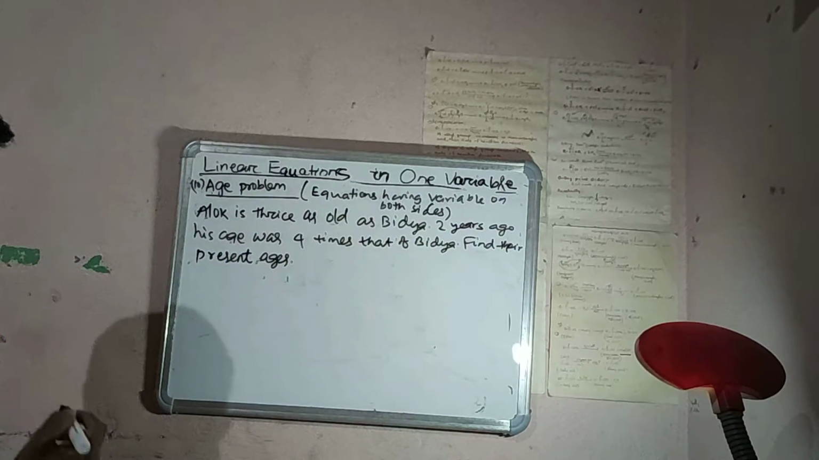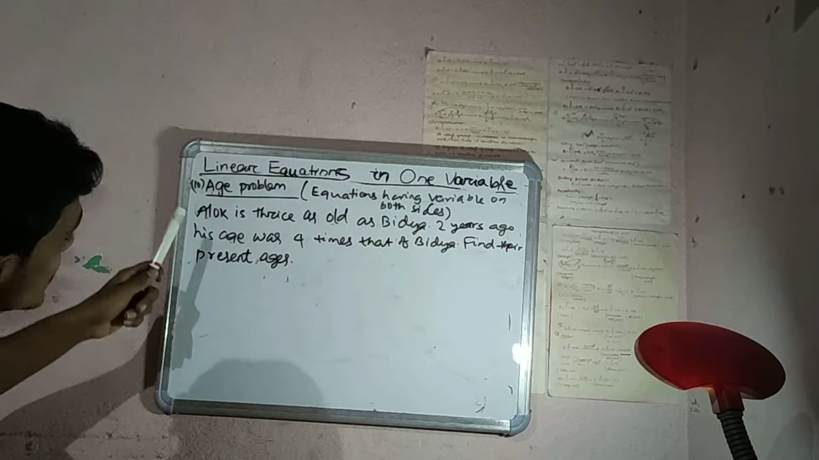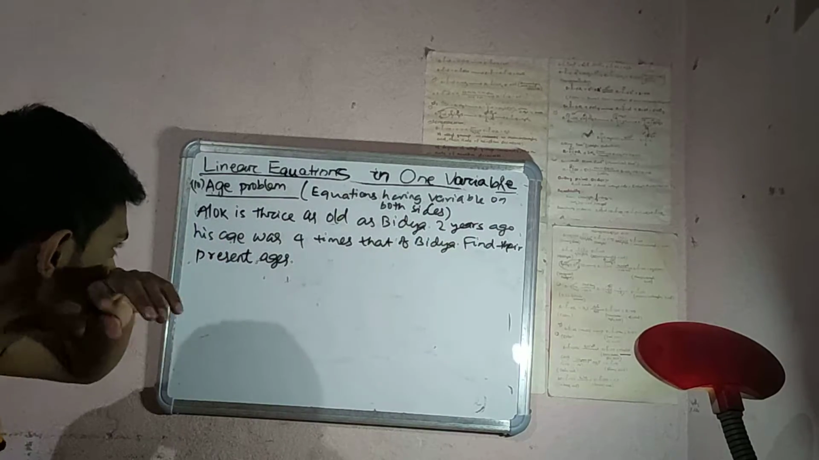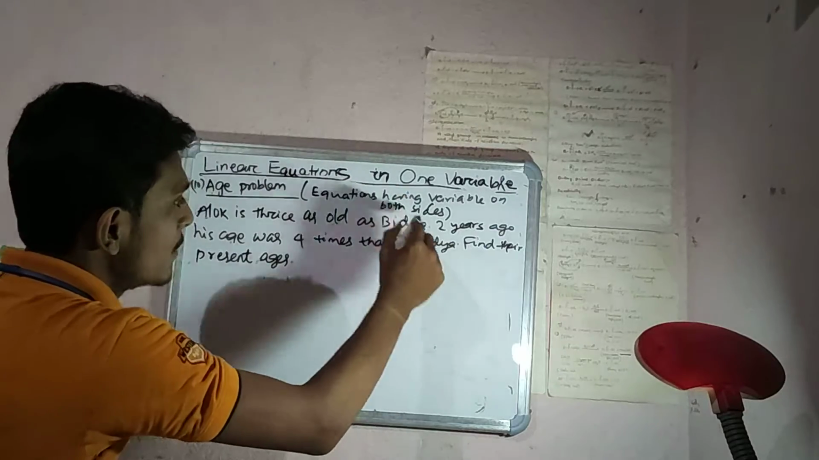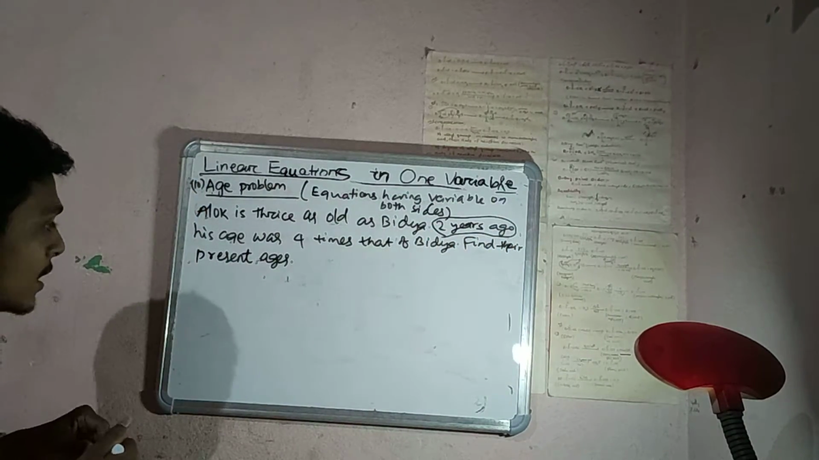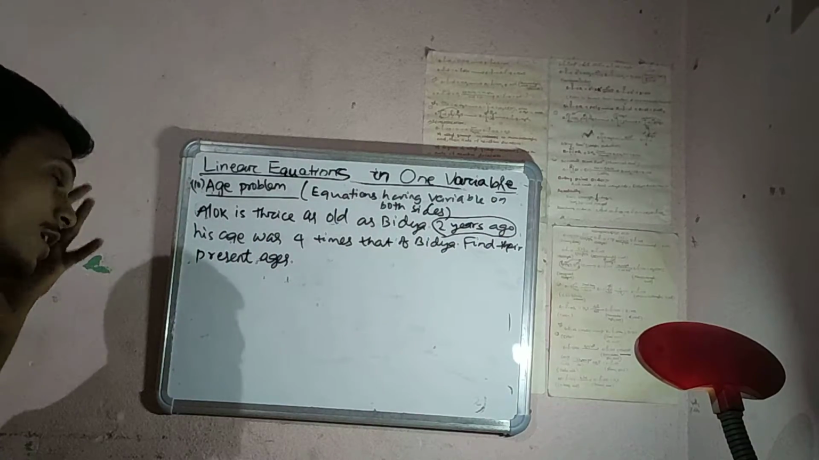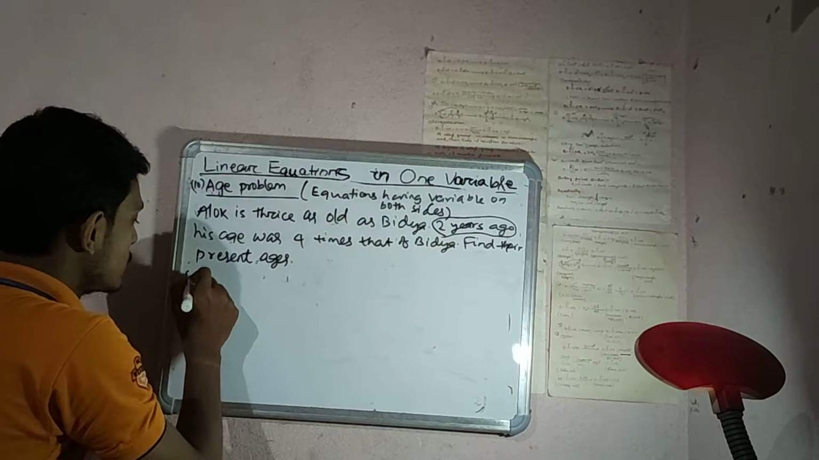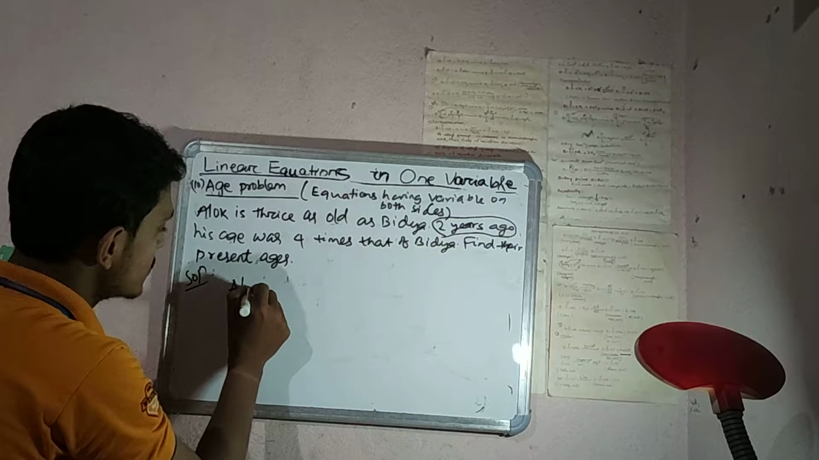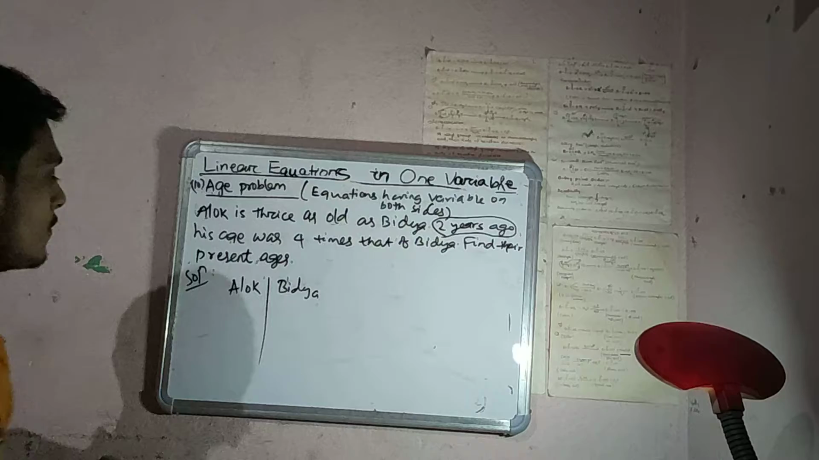This differs from the previously studied age problem. This type of problem is very different, because terms like 2 years ago or 5 years later were not given in the previous problems. So this is a new type of problem regarding the age problem. So what is the question? We have to understand the question first. Two persons are here, one is Alok and another is Vidya.